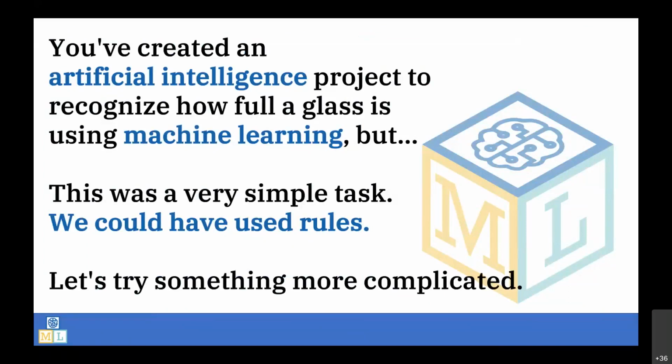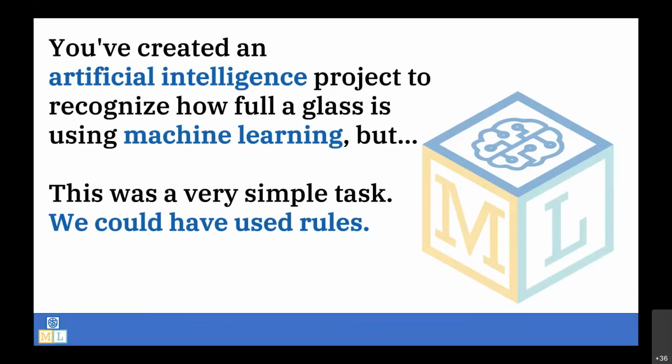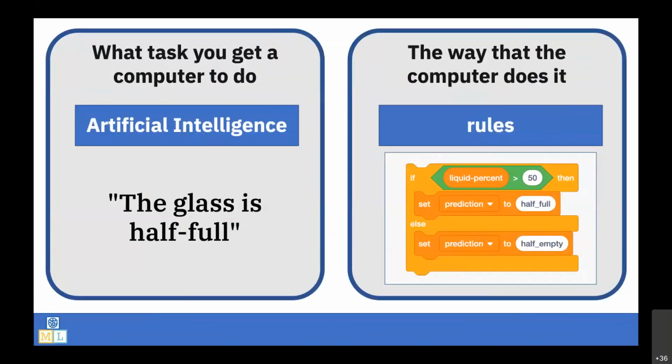Where we get excited about machine learning and why we think it's the most powerful technique we have for AI is for tasks where it isn't practical for us to write the step-by-step instructions to do it. And for something like describing a glass, that probably doesn't count.